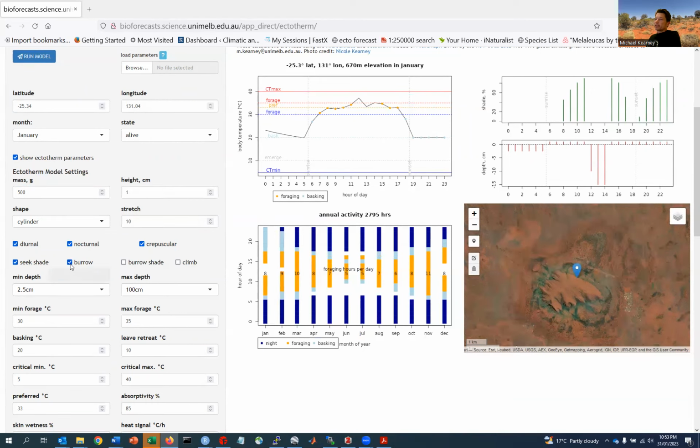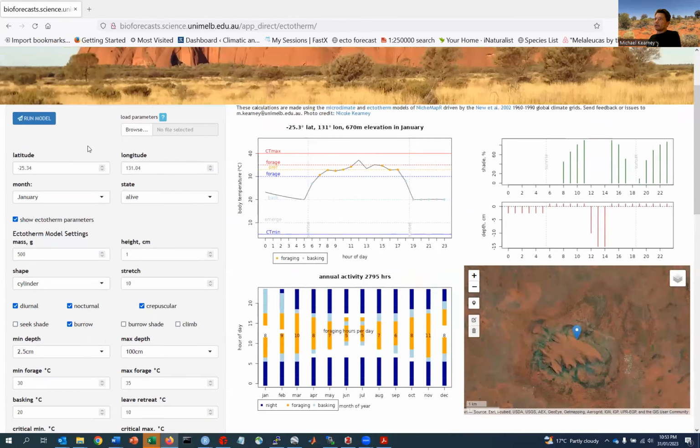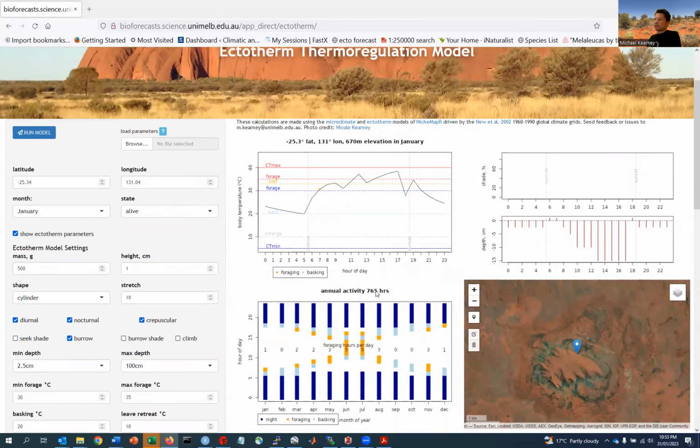We can also say, can it seek shade? Can it go in a burrow? Is the burrow in the shade? And can it climb? So these are some of the behavioral constraints. If we said this animal cannot seek shade, then compared to the current setup where it can seek shade, where it's got 2,795 hours of foraging per year, if we run the model again without access to shade, it cuts down to 765. You can see there are these massive holes in its potential activity time.